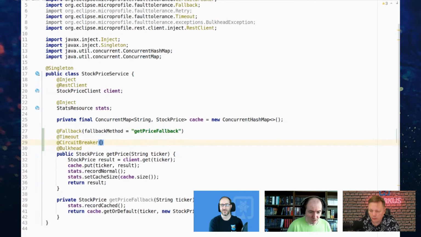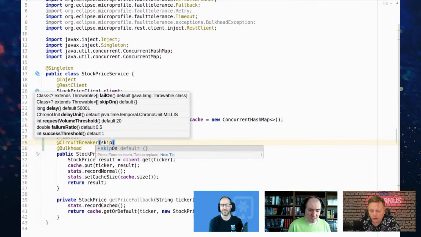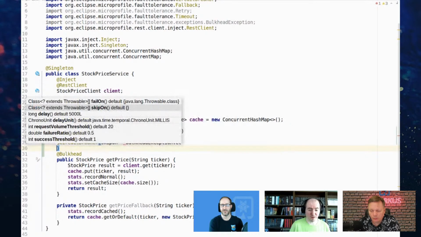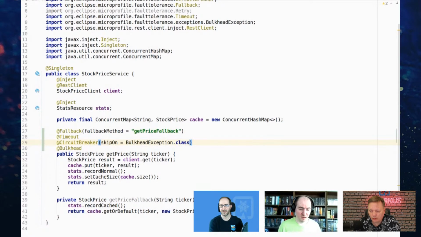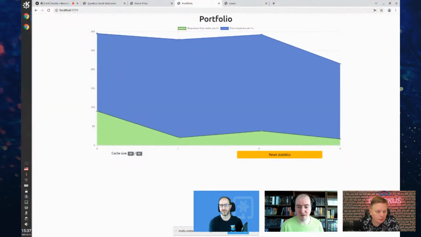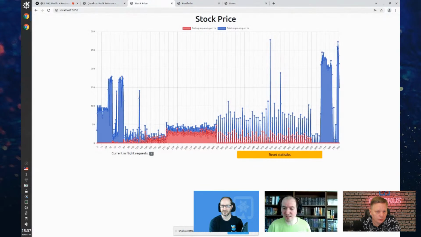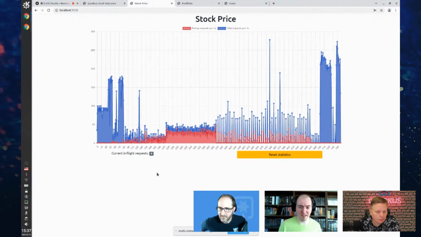So what we have to do here, we could just comment out the circuit breaker, or we can say that in case a bulkhead prevented another invocation, that is not something we need to consider a failure. From the circuit breaker perspective, let's just ignore that. And what we can see right here, once that happens, there will be very few concurrent requests, the bulkhead will prevent that.